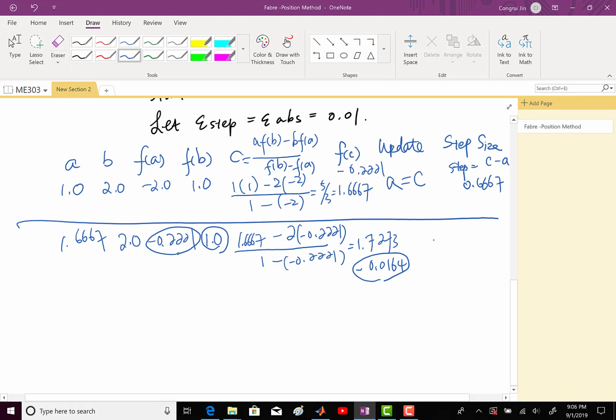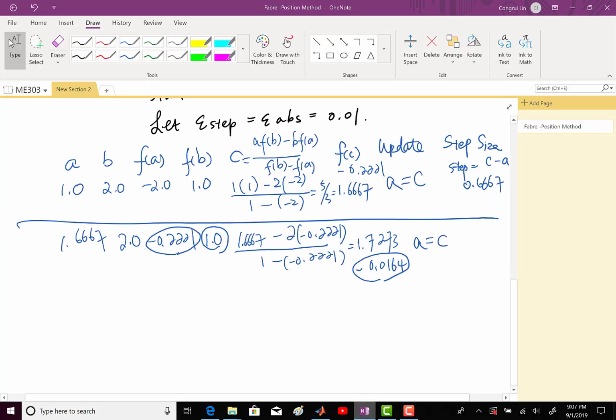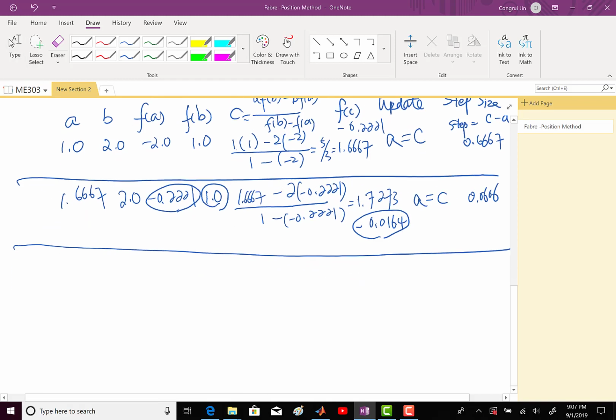So we need to update the variable A, right? So the step size will be again C minus A. So C should be 1.7273 minus 1.6667. So this will be 0.0606. All right, this is the second iteration.